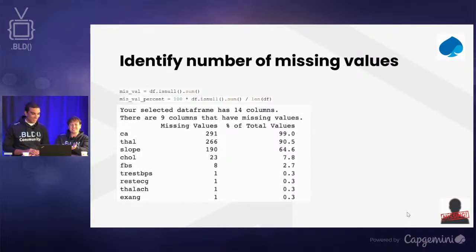And then it's also good to see the percentage of missing data. In this case, you can see the CA column actually has 99% missing values. That's not great. Not much you can do with that column. Even the thal column has 90.5% missing. And at the bottom, the last 4 columns only have 1 missing value each. So that's not too bad.